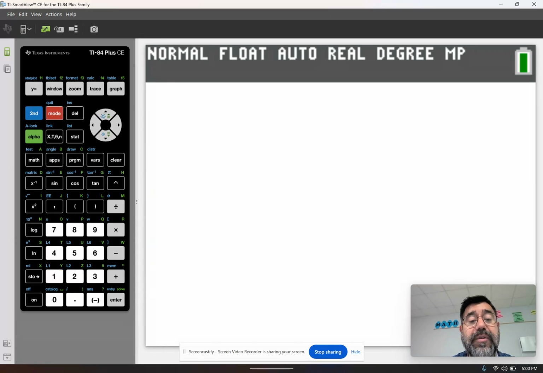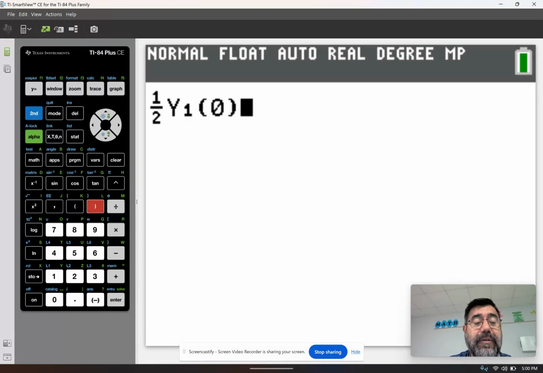I'm going to go to the home screen. And I'm going to make the little fraction. Alpha x is one way you can make the little fraction. So I'm going to say 1/2 times the function that I saved in y1 evaluated at 0. So one way to do that is to do alpha trace and say, oh, look, y1 evaluated at 0. Plus another 1/2 times y1 at 0.5.